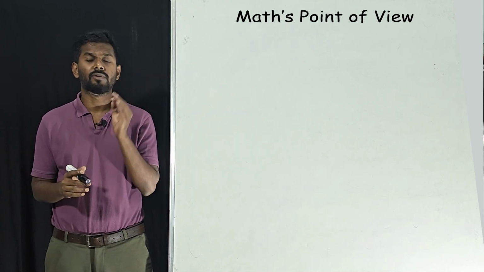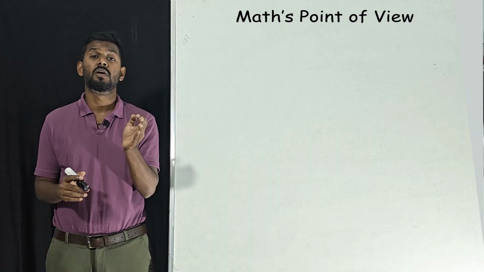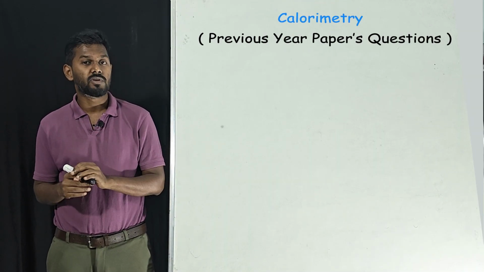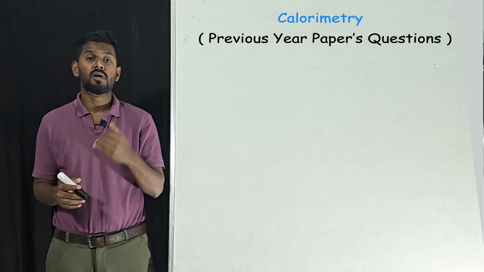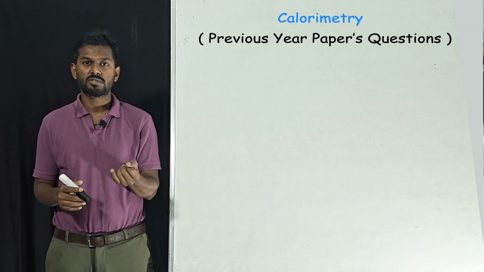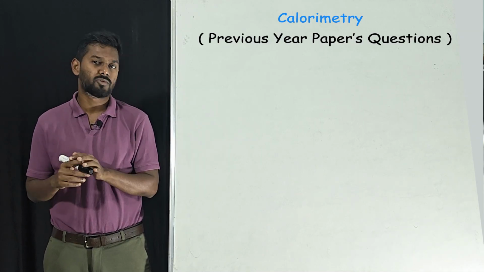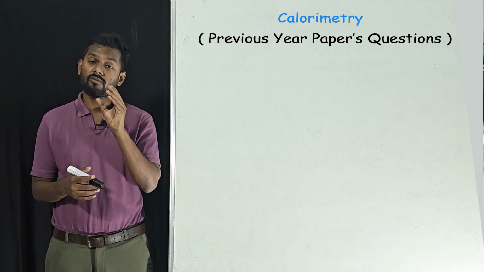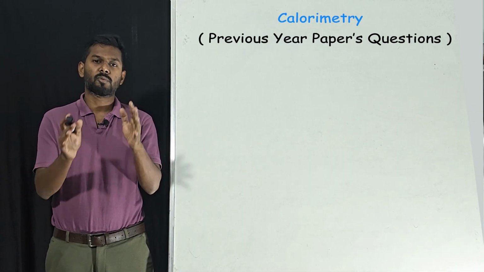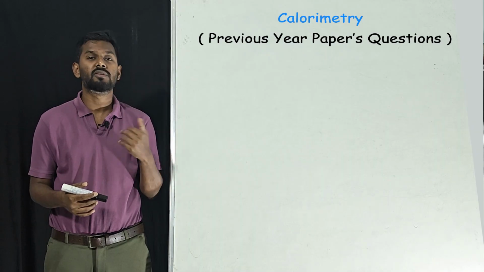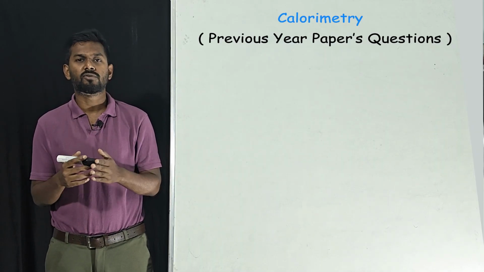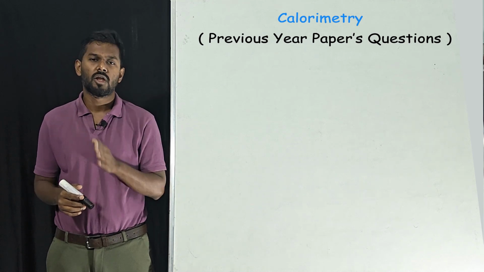Today we are going to solve each and every previous year question from the chapter Calorimetry. Before watching this video, my suggestion is to watch the concept video and theory solutions of this chapter, then come back to this video, because a few concepts and terms will definitely confuse you. If you have prior knowledge, solving these previous year papers will be very easy for us. We are going to start from 2017 to 2025.